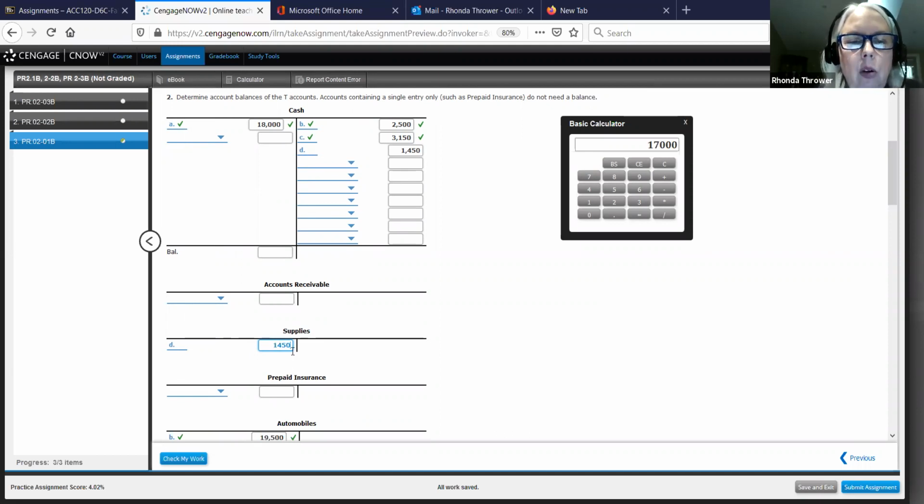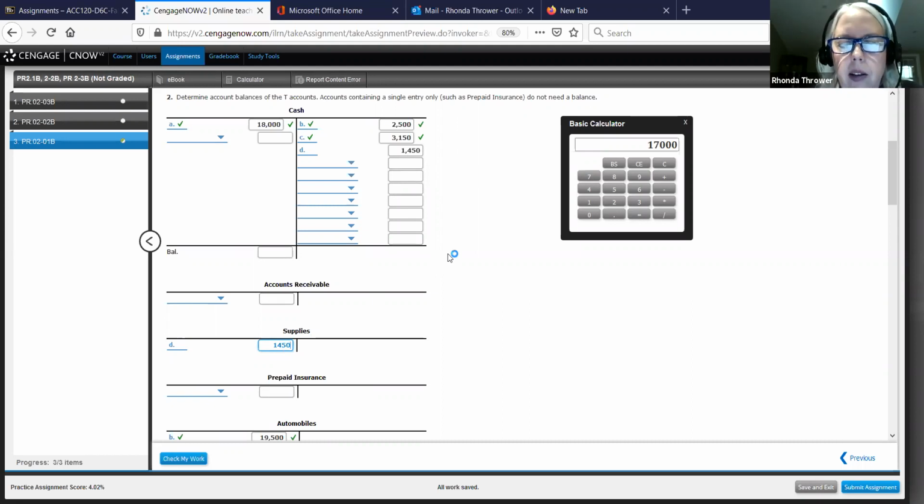Notice I put it on the debit side because my asset supplies is increasing. To increase an asset, you will debit. I have a debit to supplies for $1,450. I have a credit to cash for $1,450. My transaction is in balance. My total debits must equal the total credits.